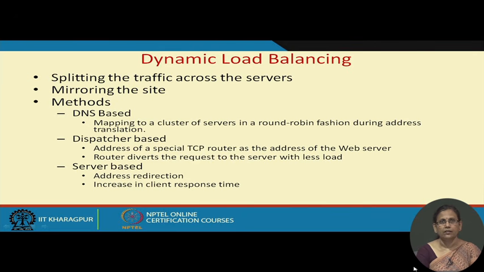Then the servers, as I was telling you, in case you have to handle a large wave of demand, only one server may not be sufficient.